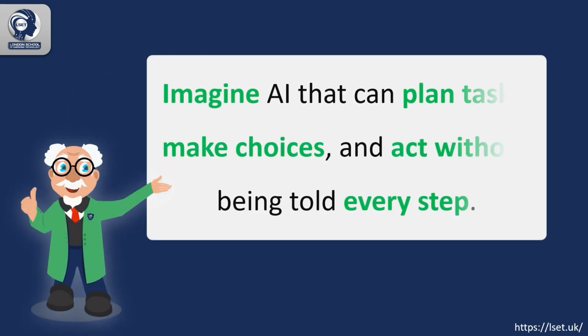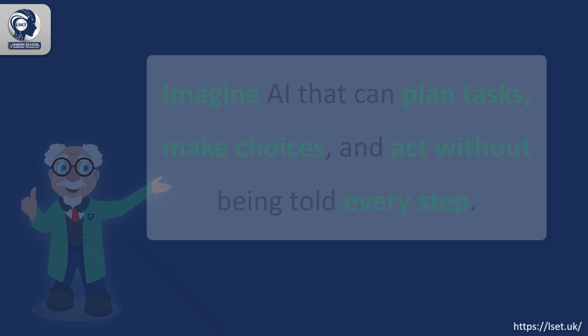Imagine artificial intelligence that can plan tasks, make choices, and take action without needing to be told every single step. Instead of waiting for constant instructions, the system understands the goal and figures out what to do next on its own. This ability to plan, decide, and act independently is what makes agentic AI especially powerful.